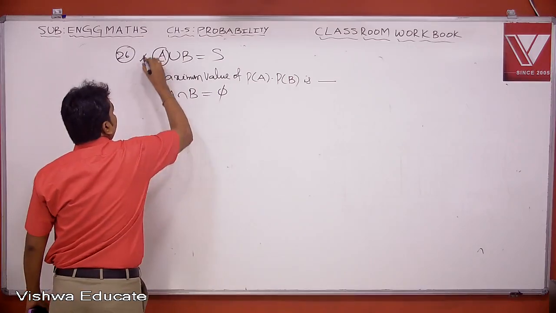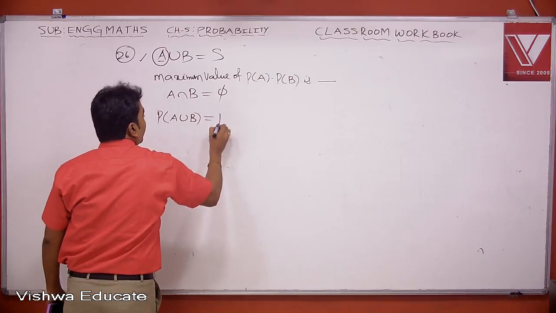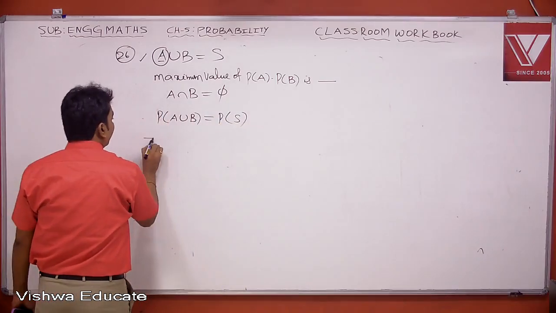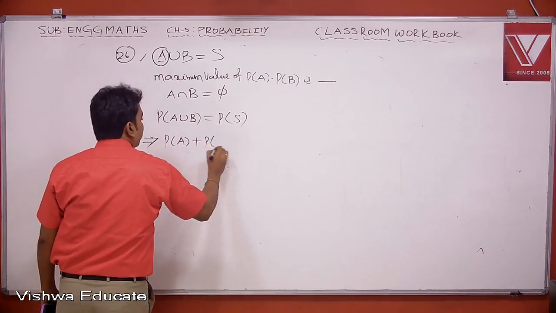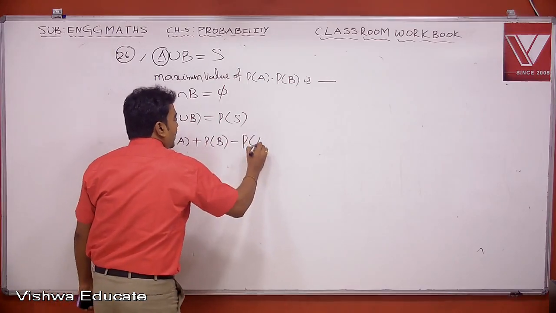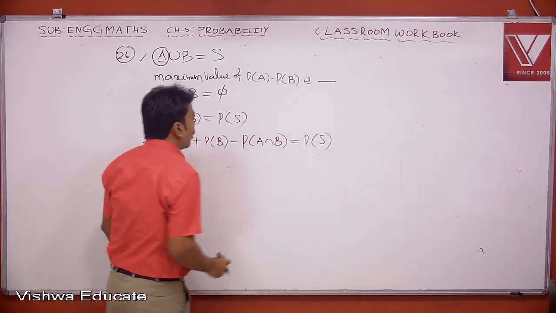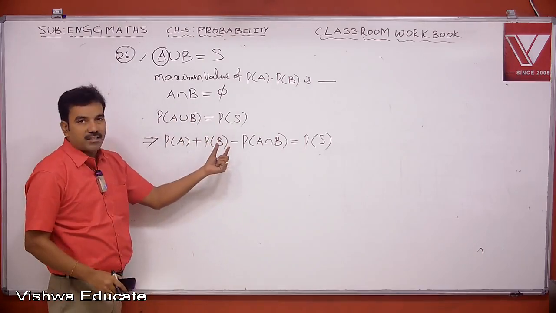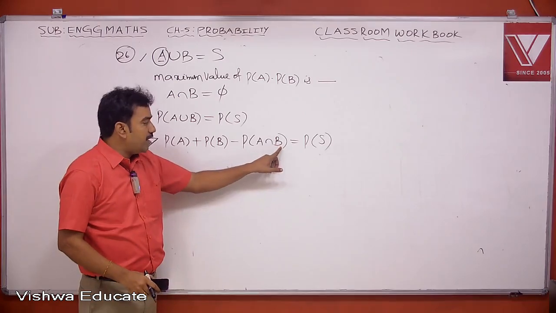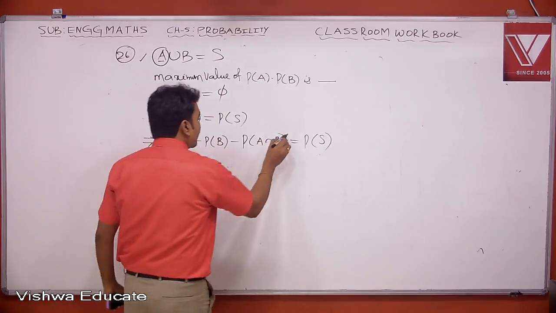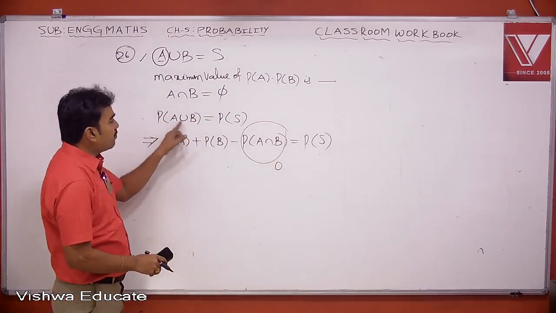Now A union B is S. So apply probability on both sides. P of A union B equals P of S. This implies P of A plus P of B minus P of A intersection B equals P of S. Now you can see A and B are mutually exclusive. That means if A occurs, then B cannot occur. If B occurs, then A cannot occur. In that case, its probability is 0.